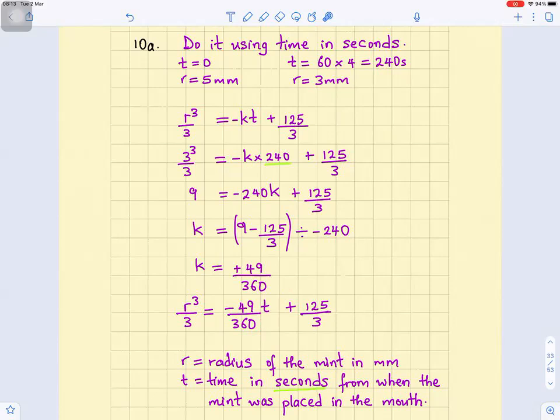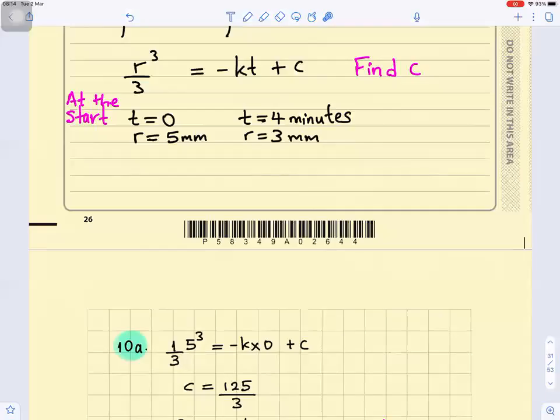So r is the radius of the mint in millimeters. t is the time in seconds from when you place the mint in your mouth. And k is 49 over 360. And this is how we got c. When r is 5, t is 0. So minus k times 0 will be 0, and 5 cubed is 125. So c is 125 over 3. That's how we got c to be 125 over 3.